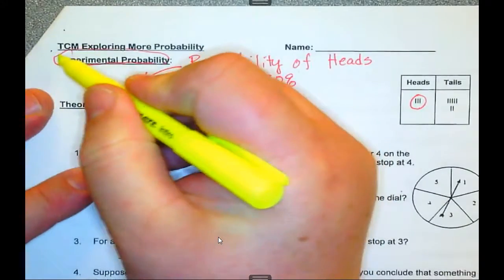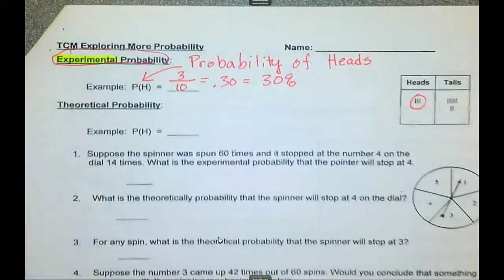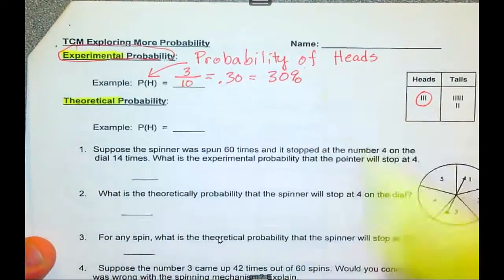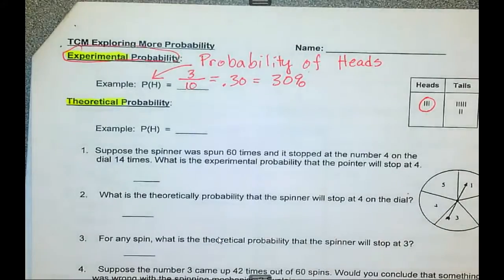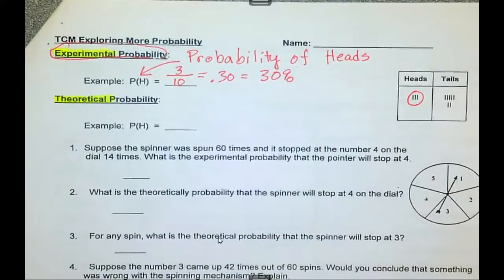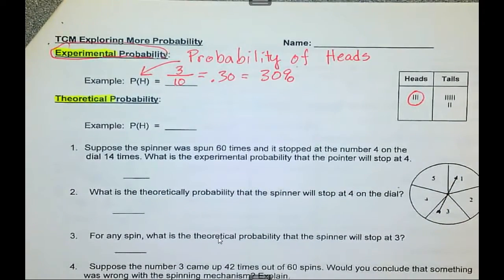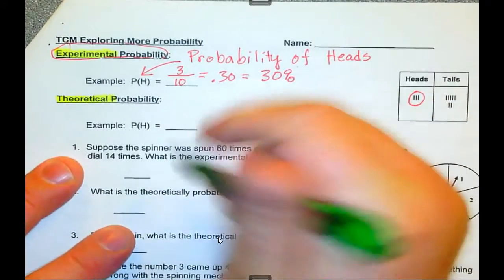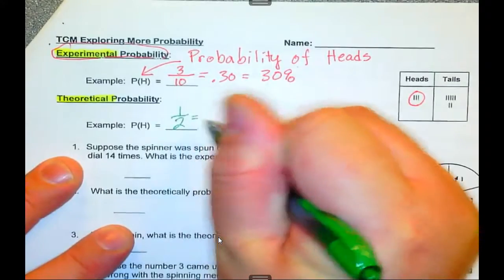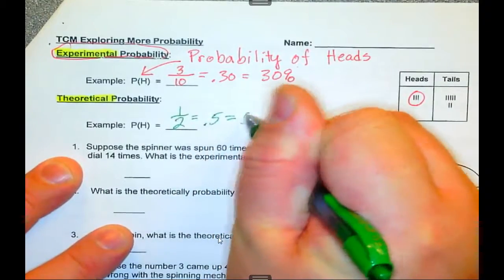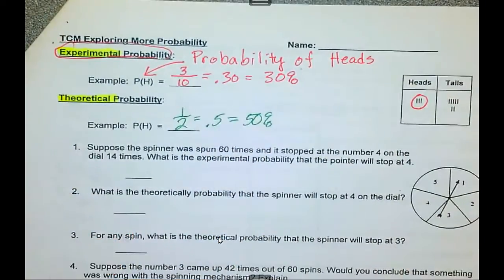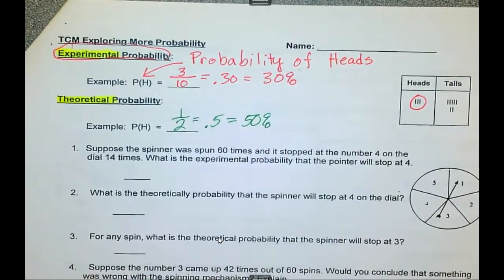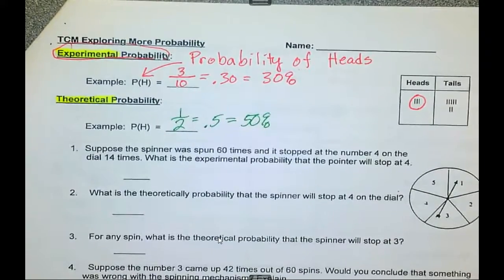Okay, so that's experimental, when I actually do the experiment. Theoretical. What's the theoretical probability of getting heads or tails? Yeah, 50%, right? Okay, so you see the difference between experimental and theoretical? Good.